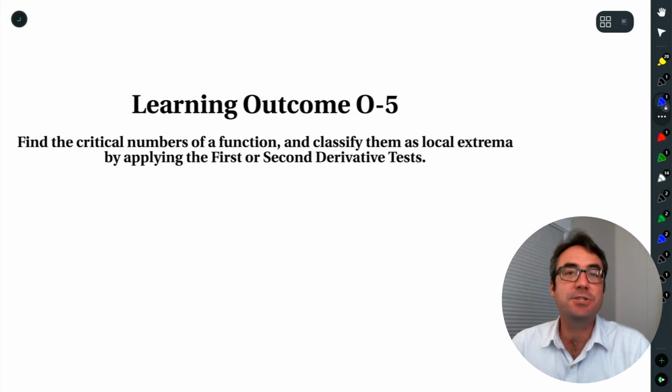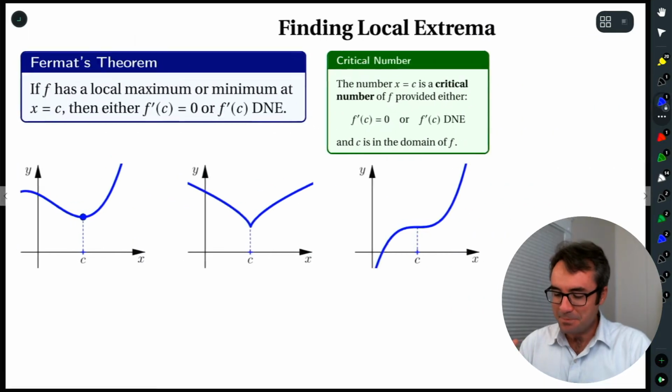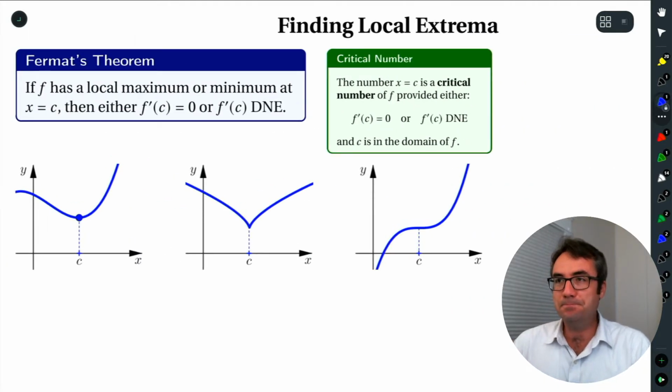But first, let's start by reviewing how we find these critical numbers and why they are so important. Why do they have that name, critical number? All right, so finding local extrema. There's a really nice theorem here that points us in the direction. Given a function, how do we actually locate where the high points and the low points occur? And this is Fermat's Theorem.